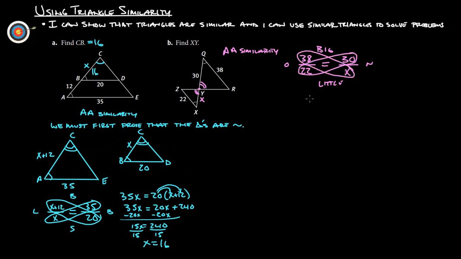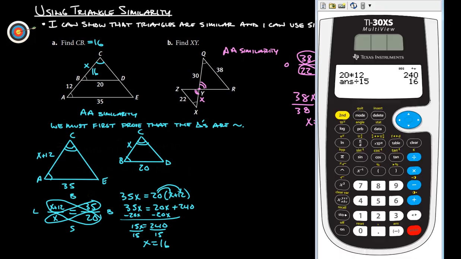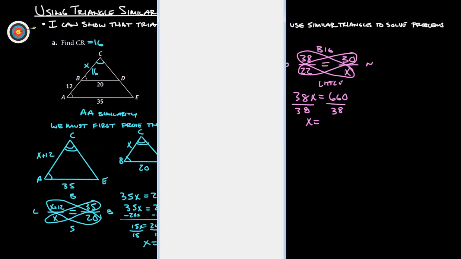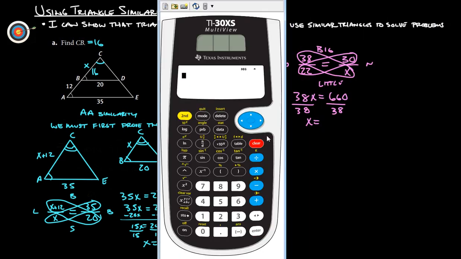And away we go. So we got 38x equals 30 times 22. So 3 times 22 is 66. Add a 0 on there. Divide both sides by 38. And we get x equals, let's see, 660 divided by 38 gives us 17.4.